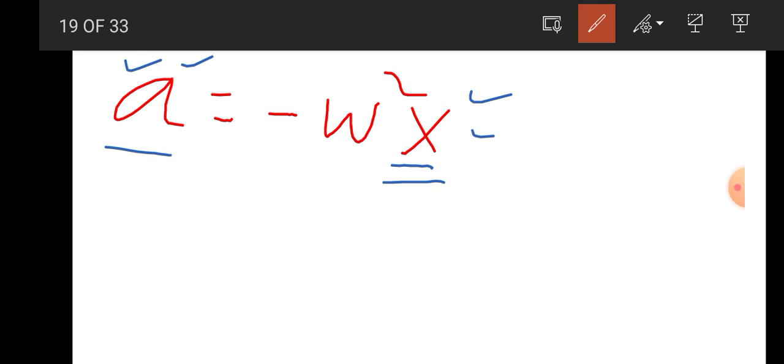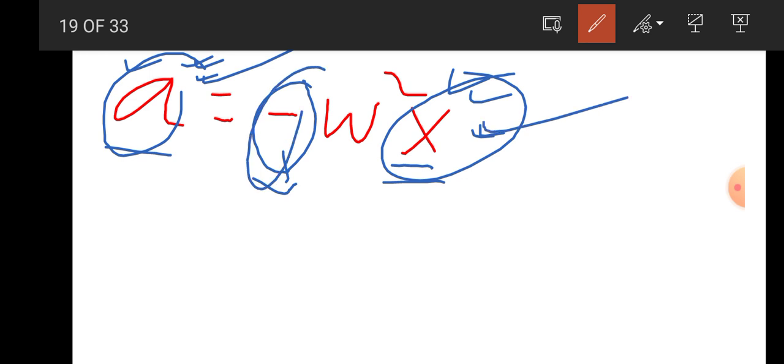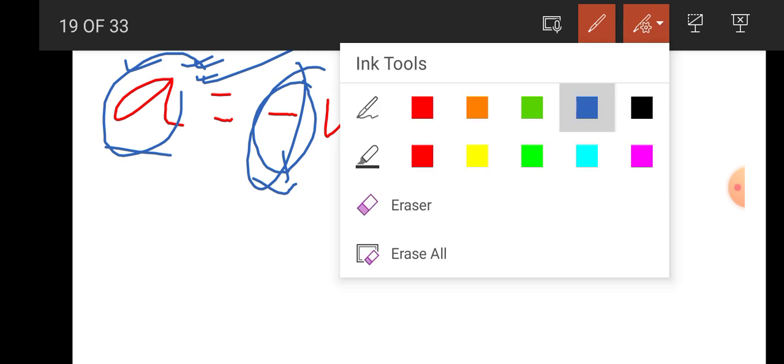This is one criterion for simple harmonic motion: acceleration must be directly proportional to displacement. The second thing is that the direction of acceleration is in the opposite direction to displacement. Why is the negative sign here? Acceleration and displacement are in opposite directions but they are directly proportional. To be simple harmonic motion, acceleration is directly proportional to displacement but they are opposite in direction. That is why.